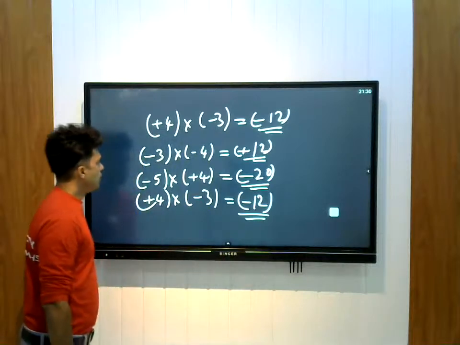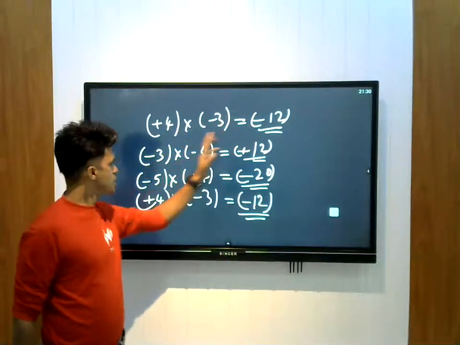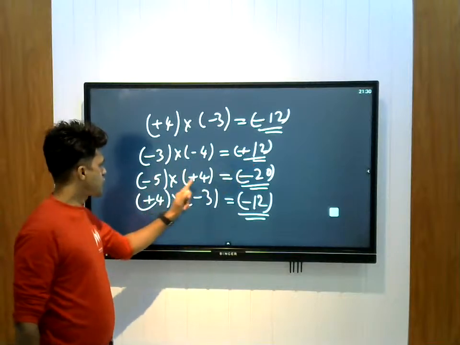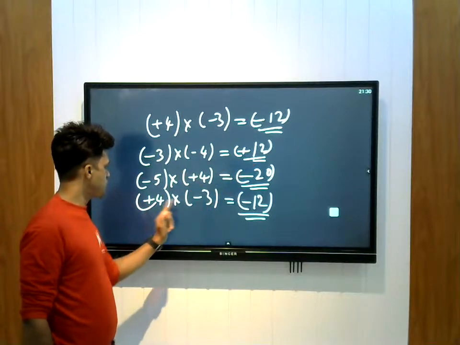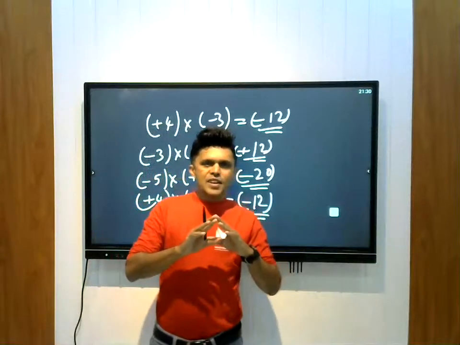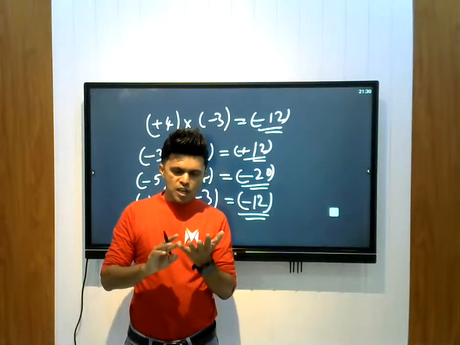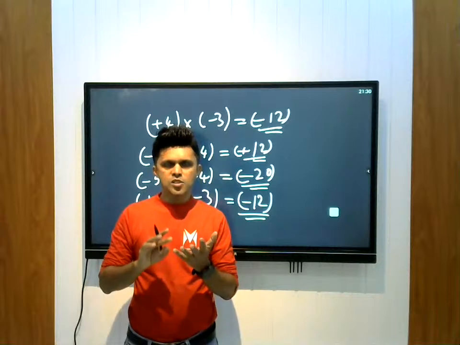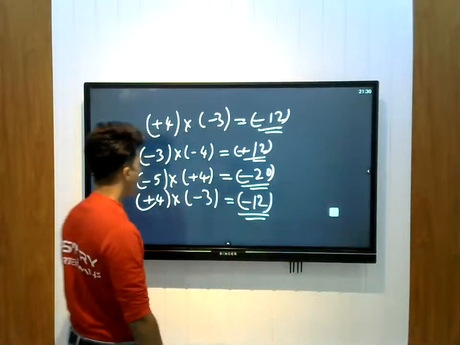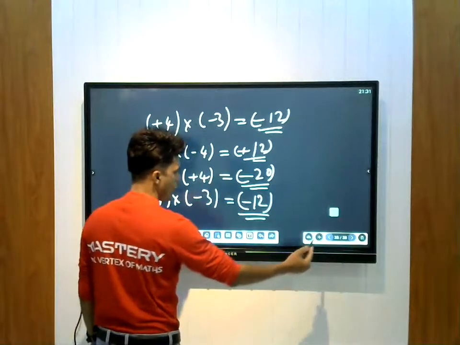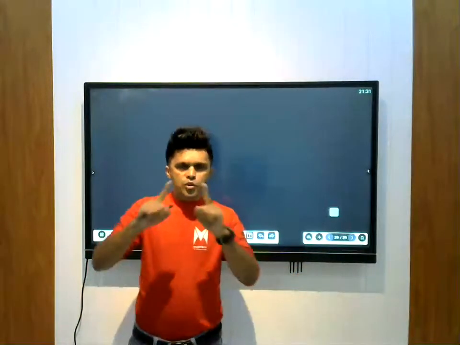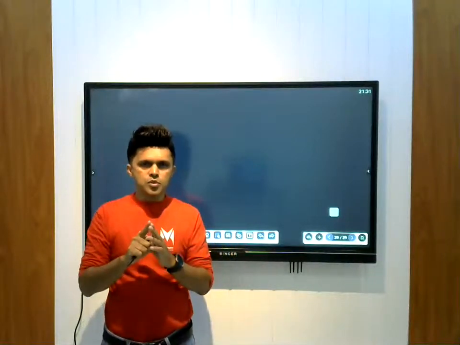Okay, so plus into minus, minus, 4 times 3 is 12; minus into minus, plus, 4 times 3 is 12; minus into plus, minus, 5 times 4 is 20; plus into minus, minus, 4 times 3 is 12. Now you know that when it is multiplied, minus into plus is minus, plus into plus is plus, minus into minus is plus, plus into minus is minus. Okay. You know, how can you do this type of one? You need to do these sums.